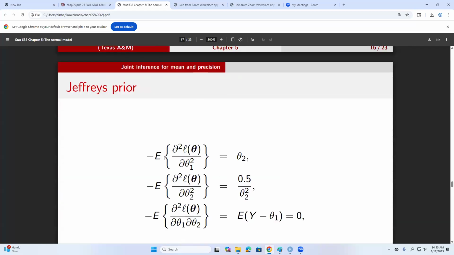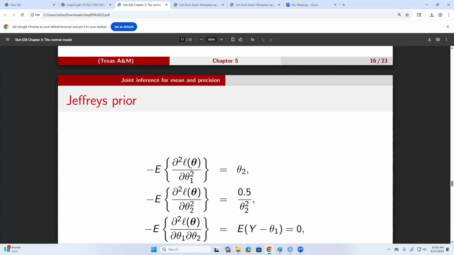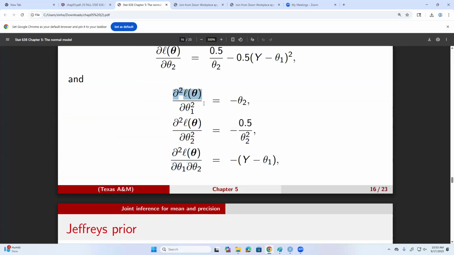Then you take the expectation of every term. Expectation of this term is simply minus theta 2. Expectation of this term is this guy. What about the expectation of the cross product term, the off-diagonal term? Expectation of y minus theta 1, under the assumption y follows a normal distribution with mean theta 1, that expectation is 0. That means your off-diagonal term is 0.